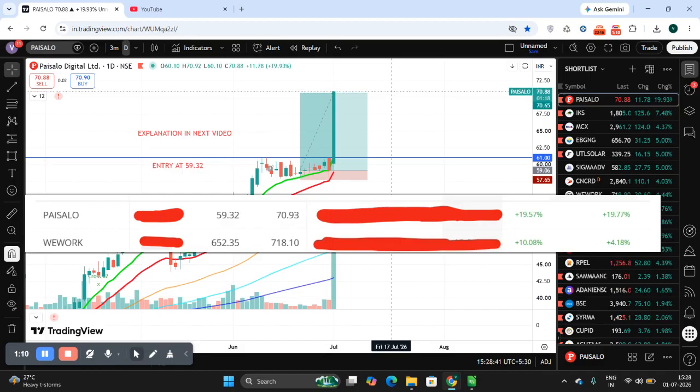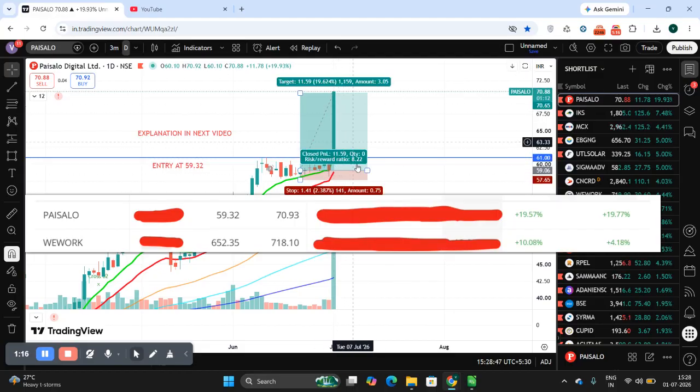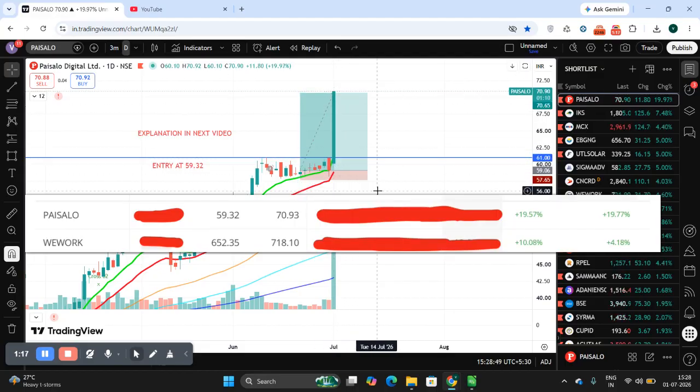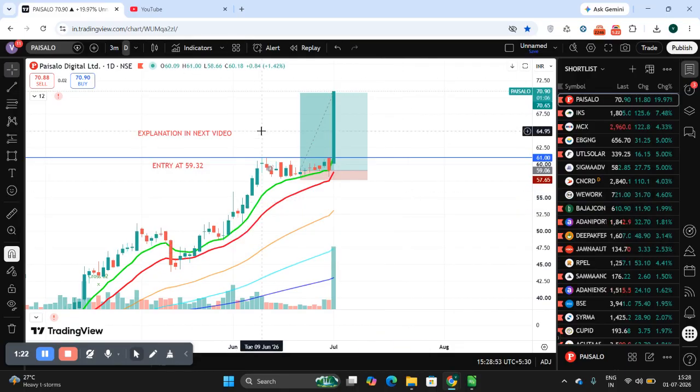And I'm going to break down the exact fundamental and technical reasons why I took this trade before this move happened. Okay, so the first is the fundamental filters, the CANSLIM strategy, which was discussed in the last video.